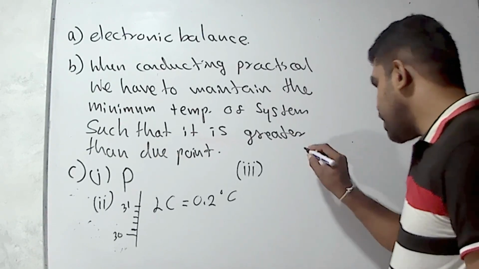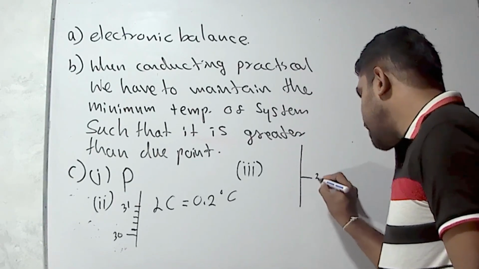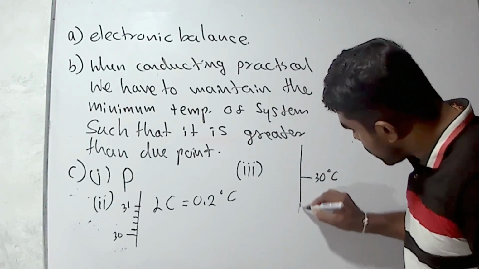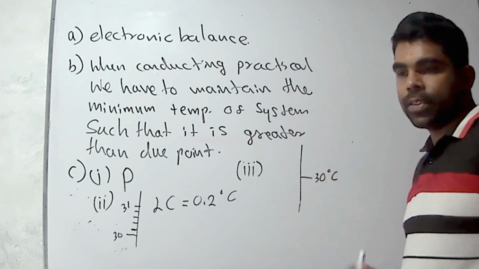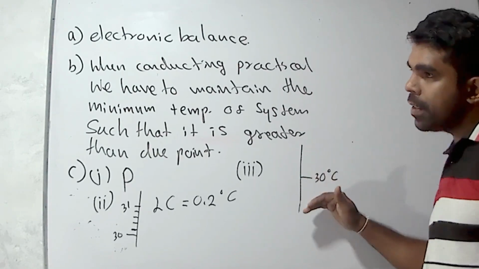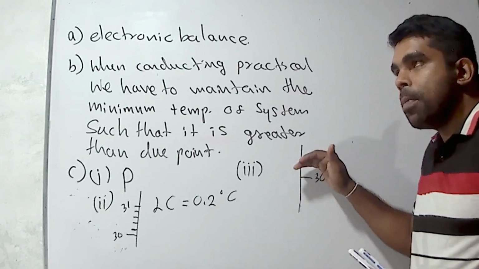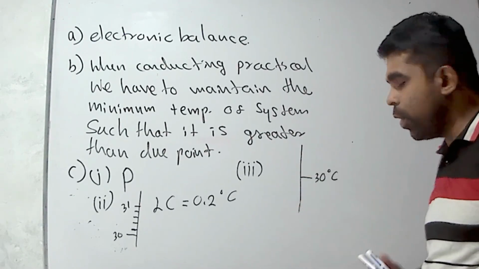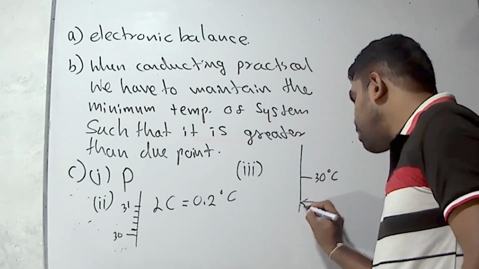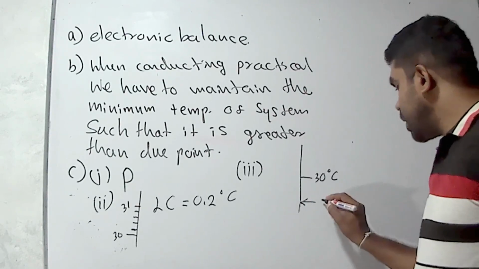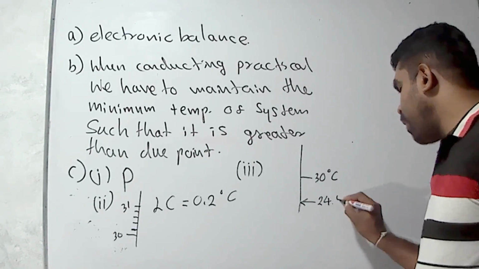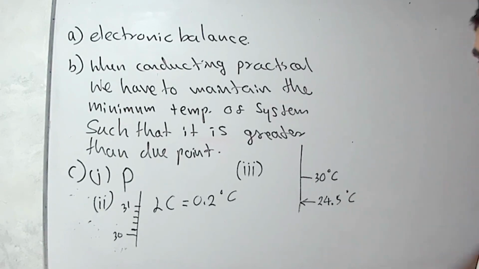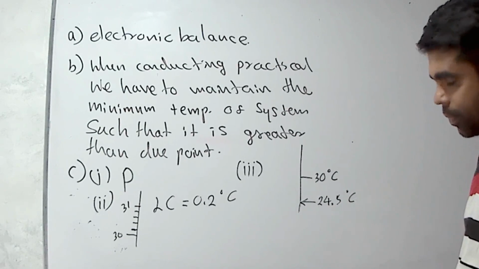Therefore, we can start the practical. The room temperature is 30 degrees, and they have given that the dew point is 24. We can't get the minimum reading after the dew point. It means we have to maintain the minimum temperature of the system such that it is greater than 24. Therefore, the most suitable minimum temperature we should get is 24.5 Celsius. Or you can write 25, but the most suitable value is 24.5.